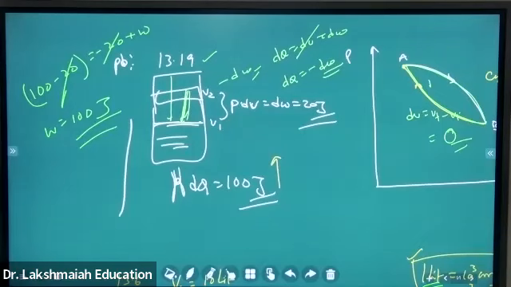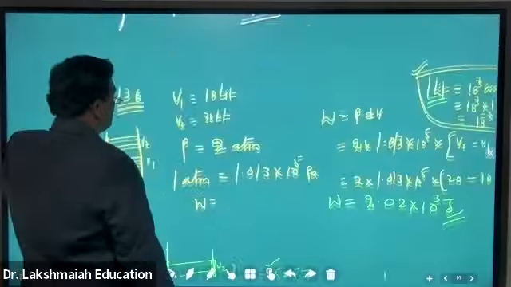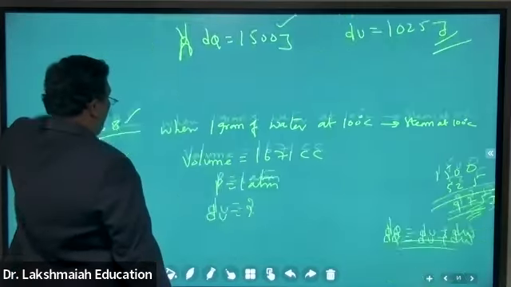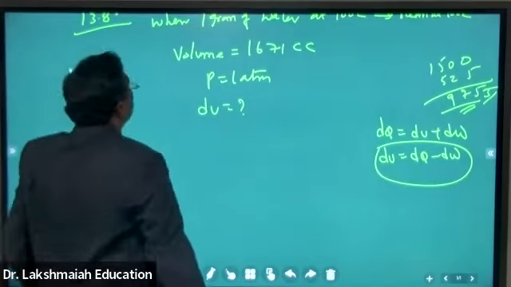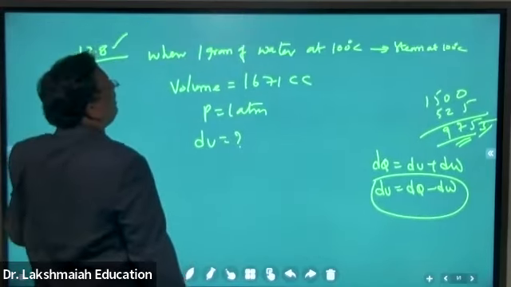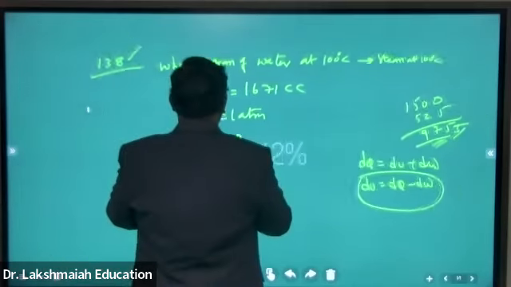Keshav, sir, you take another question. Already I have given the question, no? Yes, sir. 1 gram of water. Sir, could you please explain that question solution? Yeah, this question I think I have given. Internal energy you have to find out. Do it, please. This is the question. Do it.